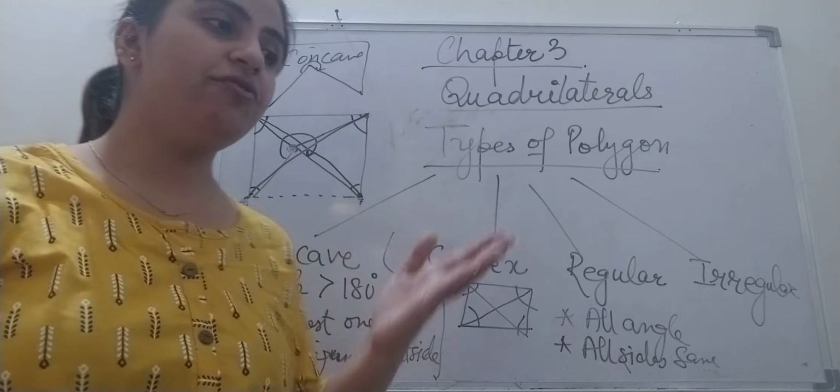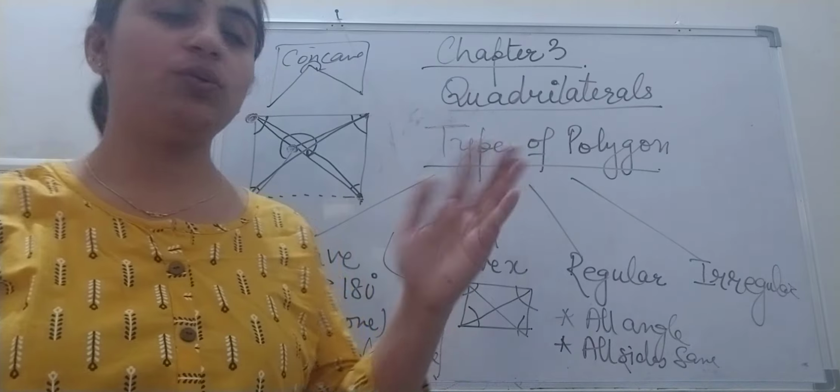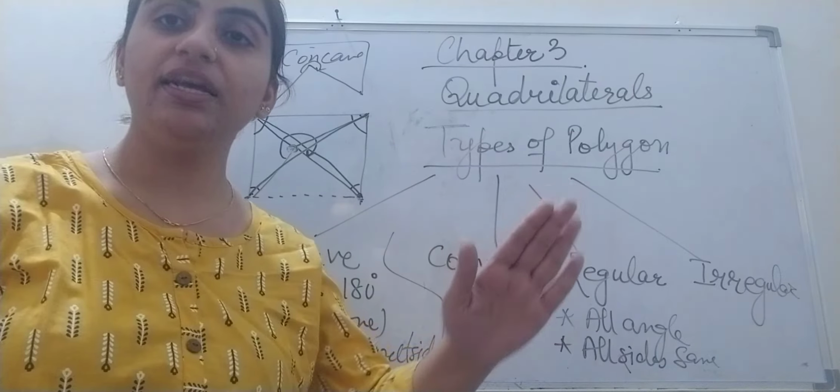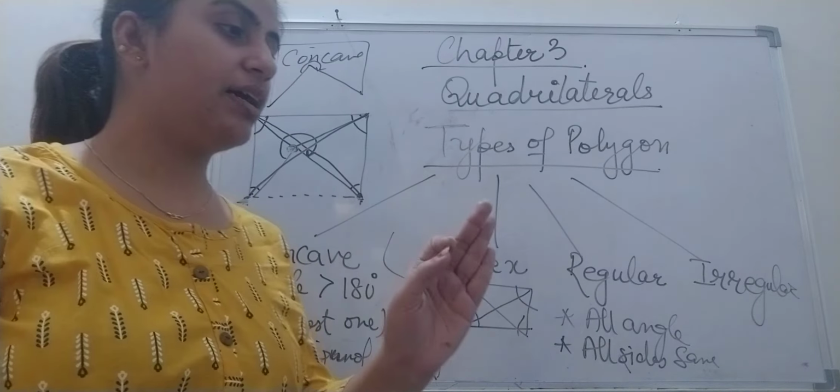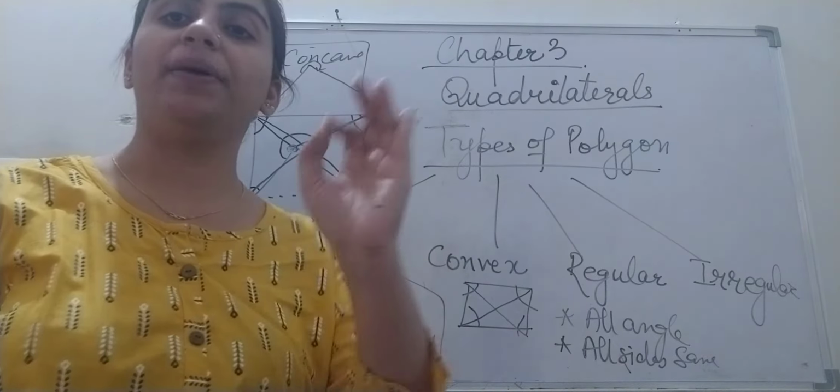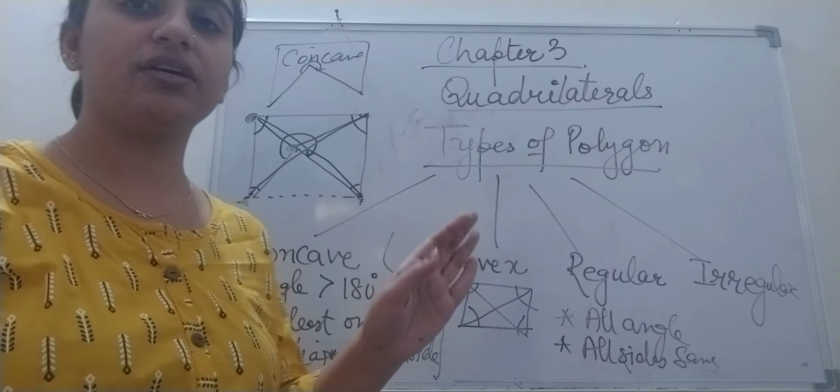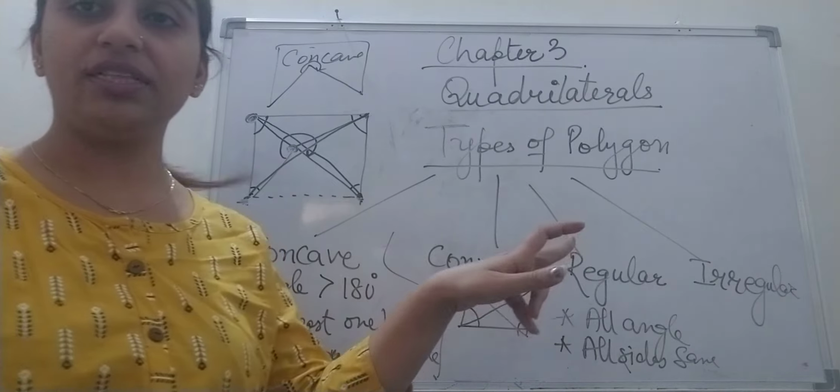Now apart from this, 5 side, 6 side, 7 side, whatever the figure has, if all the sides and all the angles are the same, they are considered as regular figures. Regular pentagon, regular hexagon, regular octagon. So the word regular is included in that.